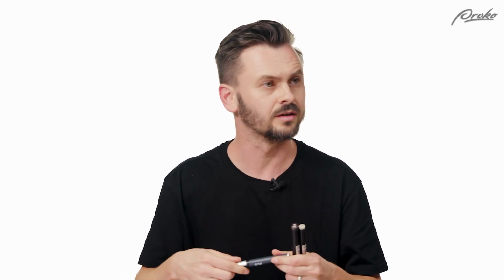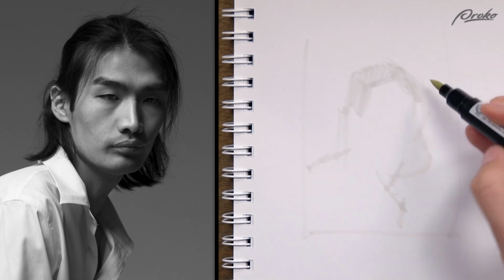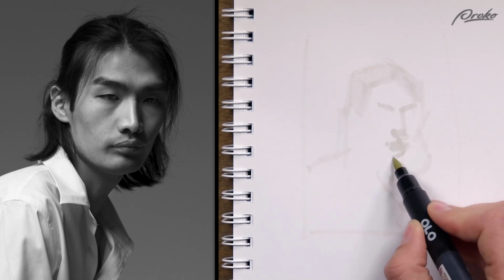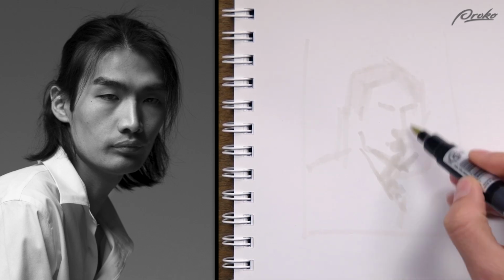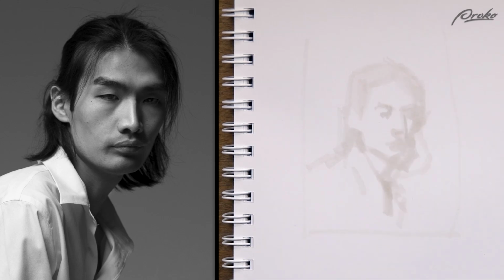So I'm going to start with this very light one and just map in the shapes. So, very quick shape of his head. This is going to be a very simple version of it. What I'm going to do is simplify it into 5 values. And the first value I'll put down is the shadow value. It's going to be the lightest shadow value.